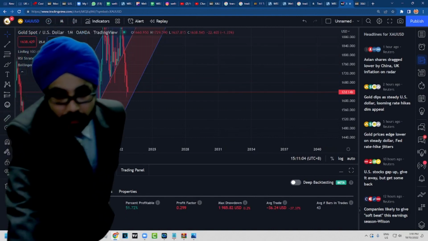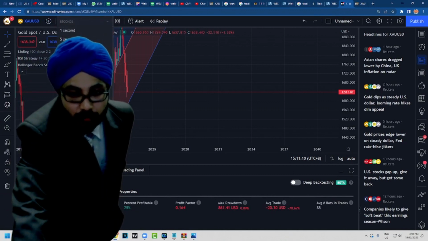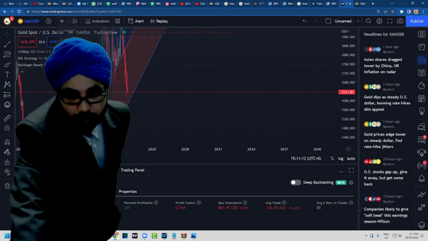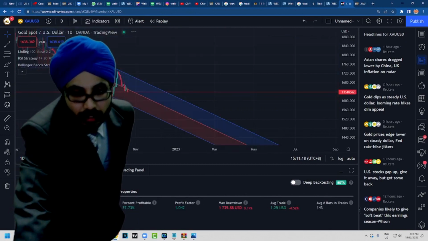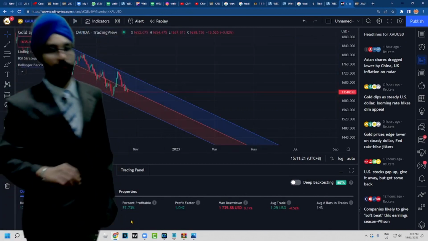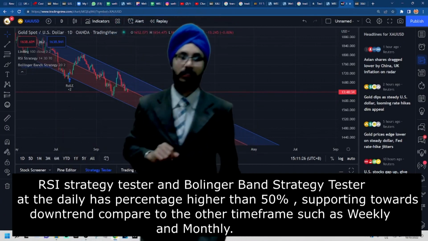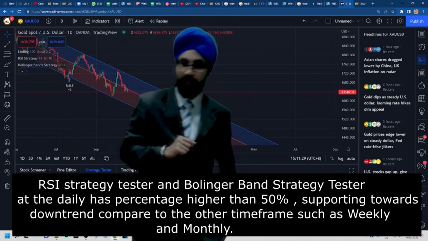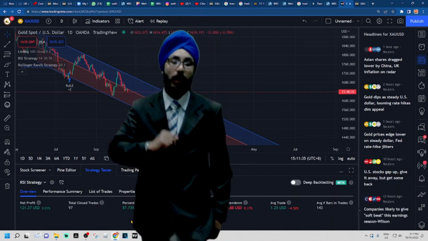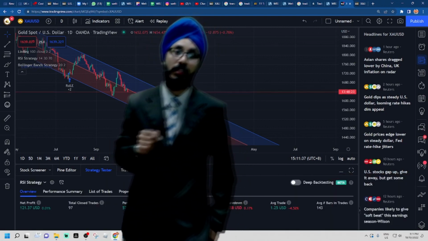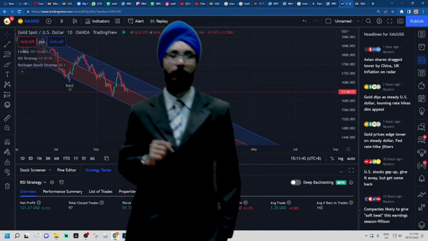Going forward with our RSI strategy, for the 1 month we have 25%, for the weekly we have 38.46, and for our 1 day we have 57.73%. As we could see here, the percentage profitable is much higher than 50% in the daily. And we can see that all our technical indicators are also supporting more towards a downtrend. Thus, we can look for the downtrend.